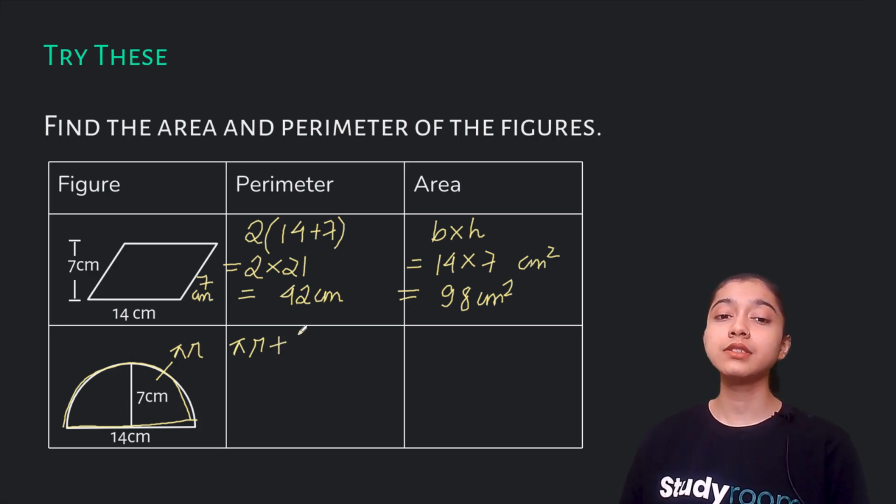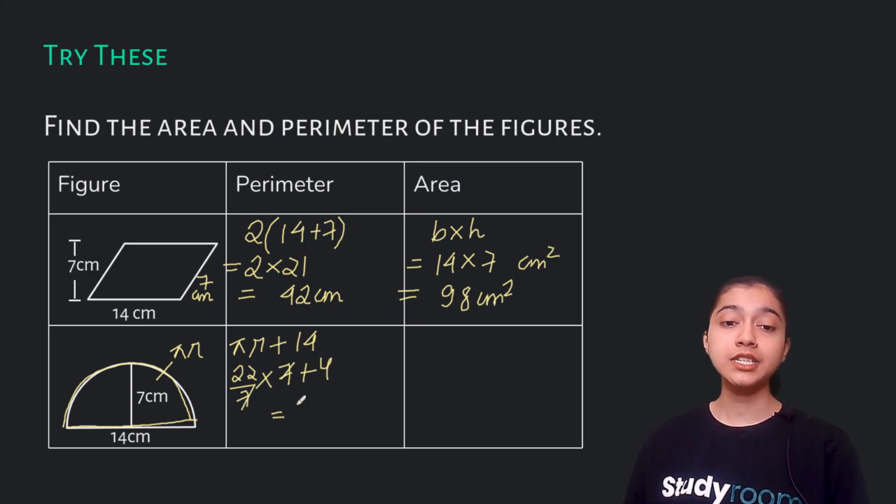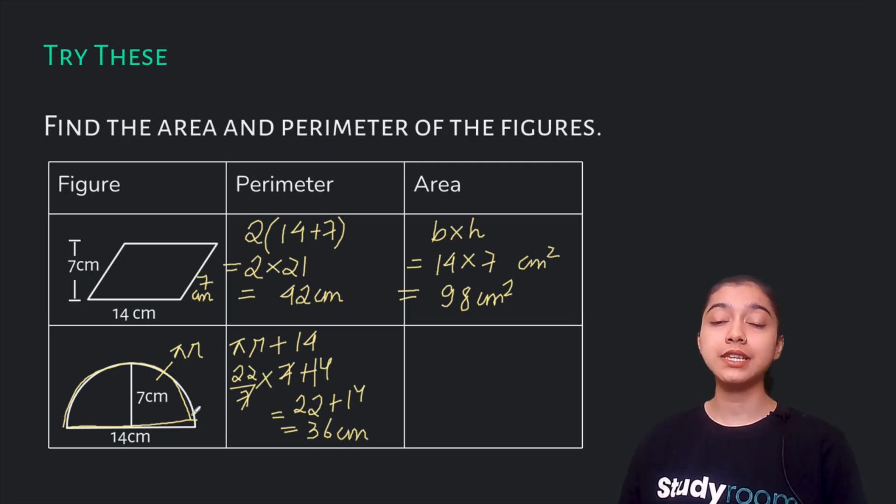So the diameter is 14 centimeters. Now I told you that the value of pi is 22/7. And the radius of the semicircle given is 7 centimeters. So I'll write 22/7 times 7 plus 14. So the 7 and 7 get cancelled. So ultimately we have 22 plus 14. That gives us 36 centimeters as the total perimeter of this semicircle. In order to calculate the area, now a semicircle is half the area of a circle.